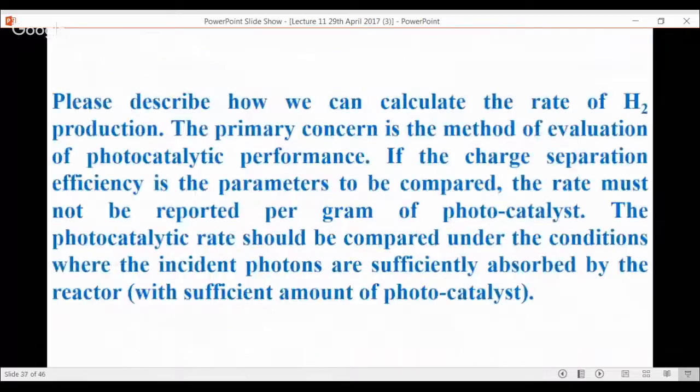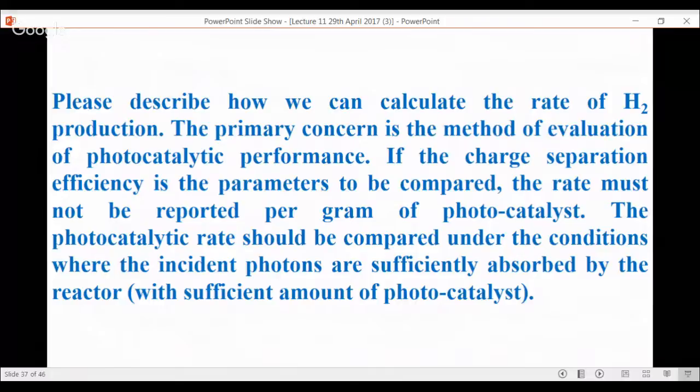Read out what it is that the candidate wants. Please describe how we can calculate the rate of hydrogen production. The primary concern is the method of evaluation of photocatalytic performance. Okay, it is some kind of an efficiency of the material. That is what she is talking about. The primary concern is the method of evaluation of photocatalytic performance, because catalytic performance means from the yield of the product and other things, you will be able to say yield or selectivity or conversion like that. Here, how will you say is the question.